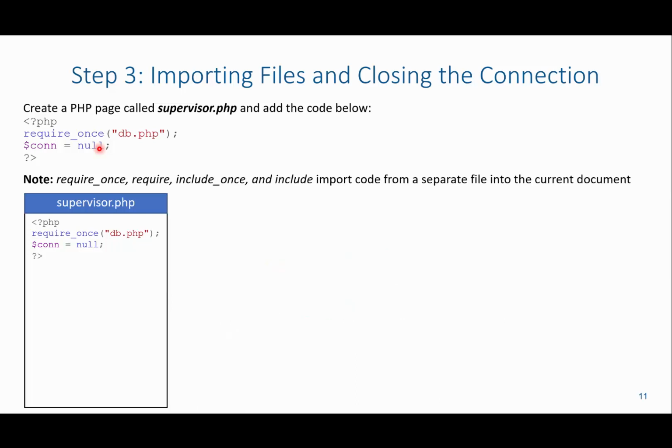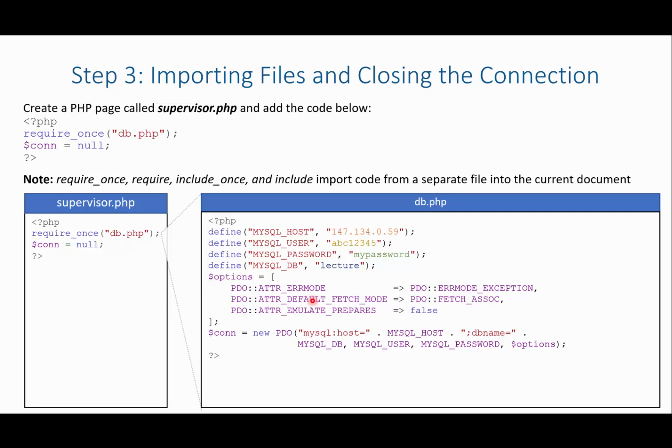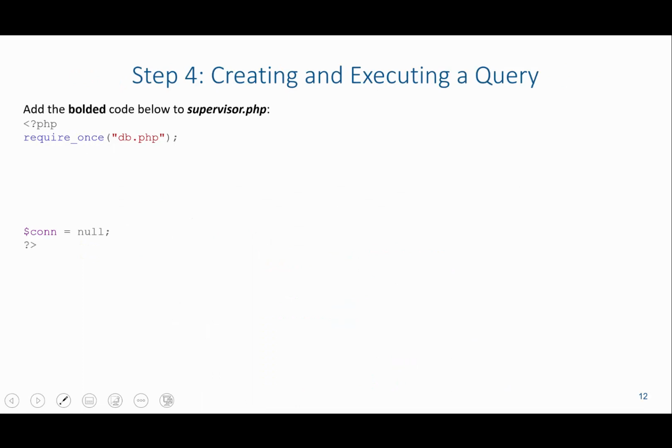So again, the actual code on the page is going to look like this. We open the connection and then we close the connection. But in order to do that, we're going to import all this, which means as if I had typed all of this code on this page right here. So the next step is to create and execute a query. This is the same code from the previous slide. I'm just adding the new code that will be illustrated in bold.